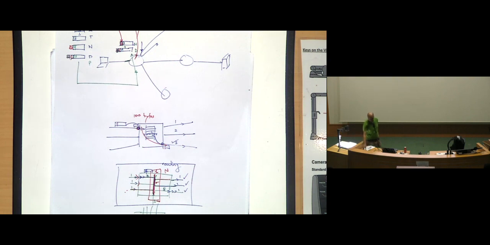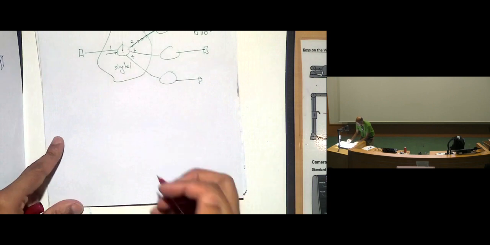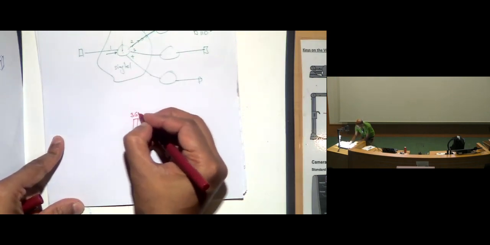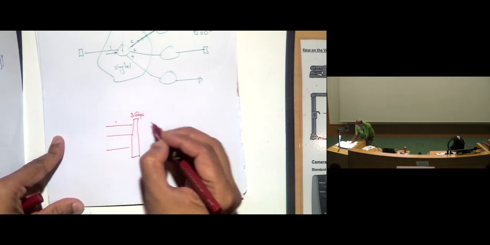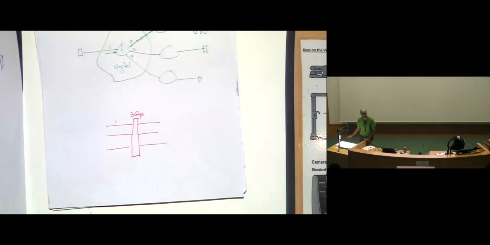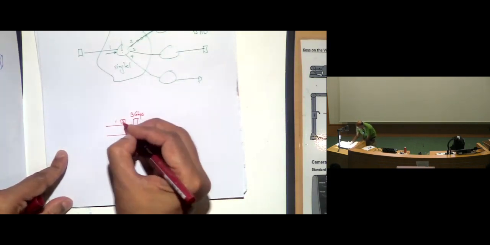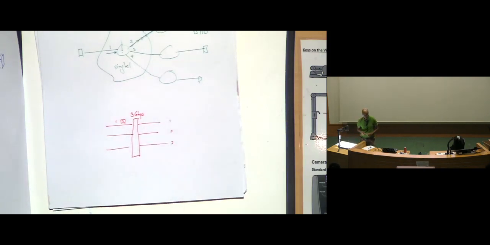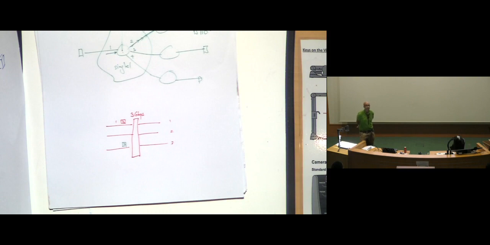What could be the problem? So let me draw it again in a cleaner fashion. Let's say I have this bus running at 3 Gbps, and I have these 3 incoming links and 3 outgoing links. Let's say I get a packet here. It wants to go to output link number 3. What if at the same time this one also gets a packet which wants to go to 3?